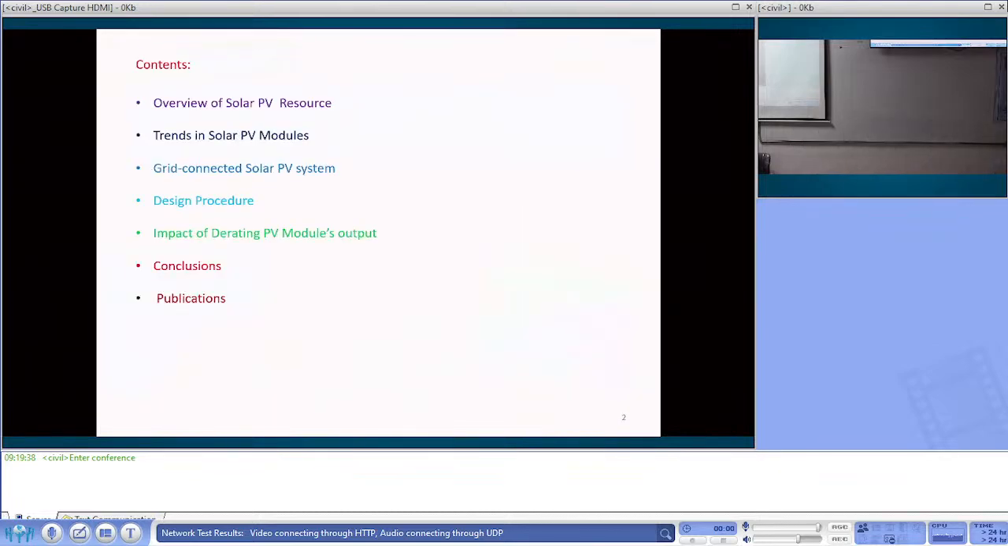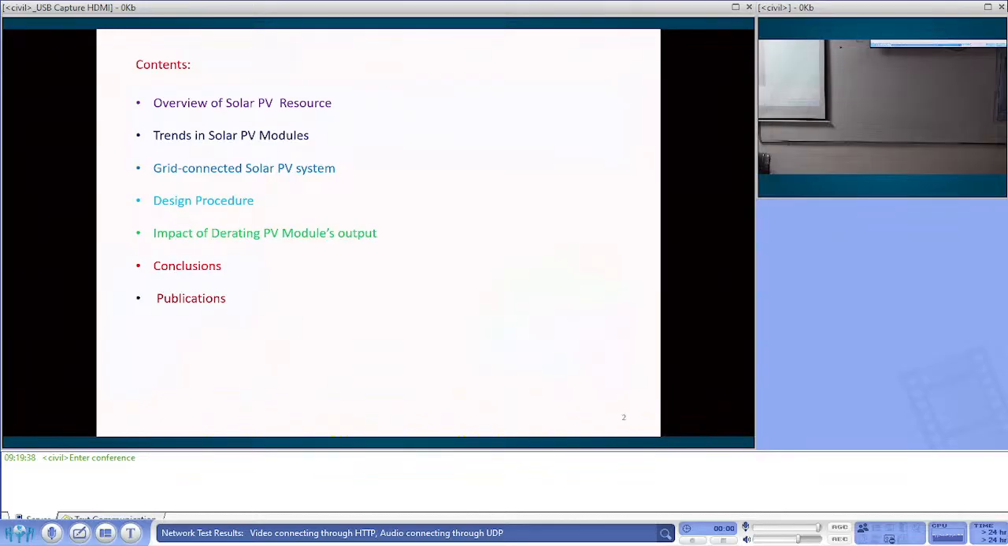Okay, I had planned something like this, but looking at the time constraint, I will have to limit the content. Overview of solar PV resource, because the source is solar. Solar energy which comes from the sun. So the sun gives us light as well as heat. Okay.